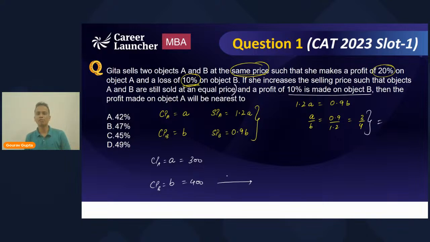Now, if I make a profit of 10 percent on object B, what will be the selling price of object B? After giving a profit of 10 percent, what will be the selling price? Come on. Sakshi and Meghadri, both of you have given the answer. Nice. So 10% profit on 400 rupees means a profit of 40 rupees. So 400 plus 40 is 440. Right? The selling price of object B is 440. And again, in the second case, they have mentioned that the objects are still sold at equal prices. So the selling price of object A will also be 440 rupees.